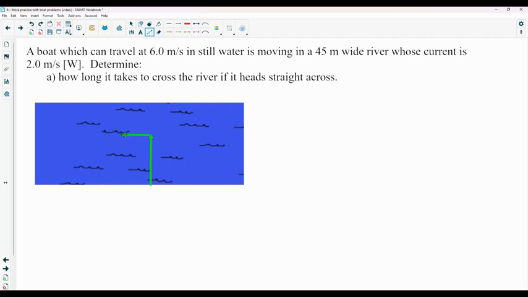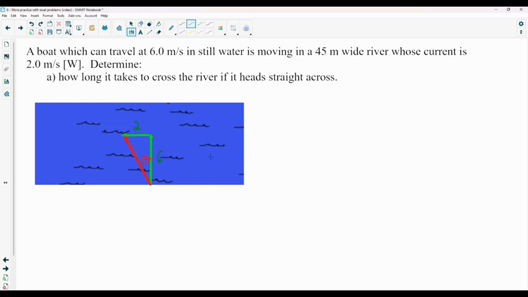Now our heading is 6, our current is 2, so I should make that a bit smaller. And let's label those. This one's going to be 6, and this one's going to be 2, and then we're going to have our resultant vector, and it's going to go like this. Voila. And we're also going to have an angle in here. We might need to know that. That might be important. Not for this particular question, but we're going to get there eventually.